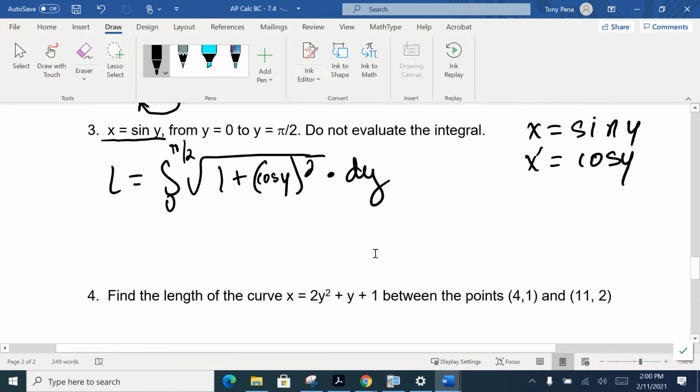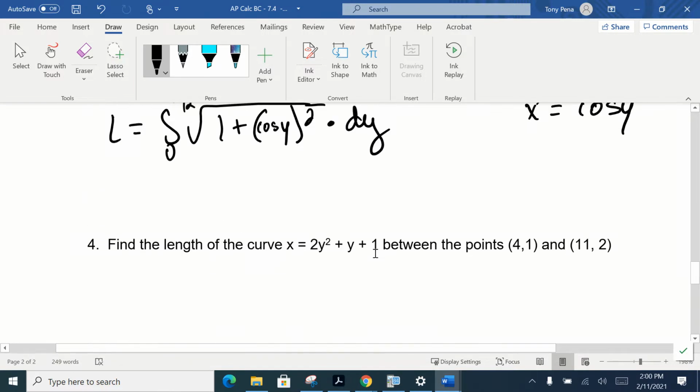And last one, number 4. Go ahead and set that one up. It's really the gist of it. It's the last problem in the notes. It really is this easy.